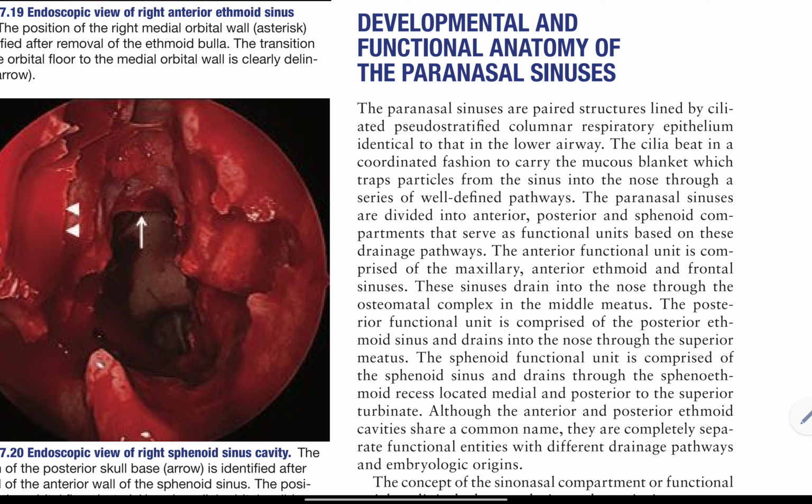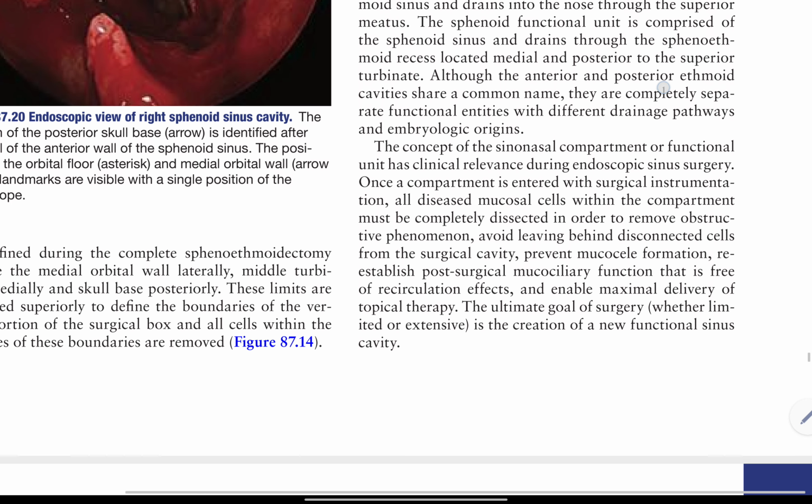The posterior functional unit is comprised of the posterior ethmoid sinus and drains into the nose through the superior meatus. The sphenoid functional unit is comprised of the sphenoid sinus and drains through the sphenoethmoid recess located medial and posterior to the superior turbinate. Although the anterior and posterior ethmoid cavities share a common name, they are completely separate functional entities with different drainage pathways and embryological origins.